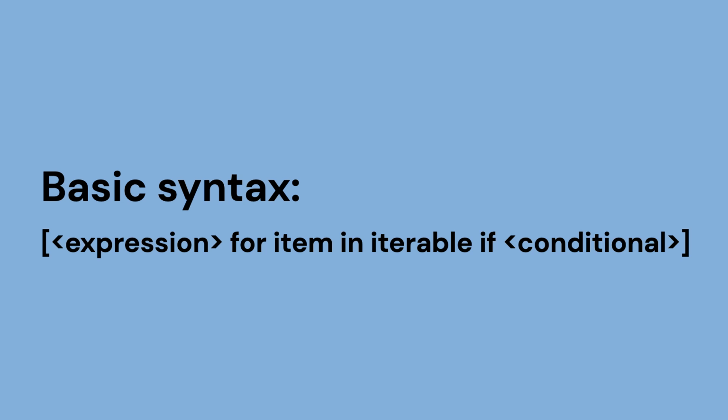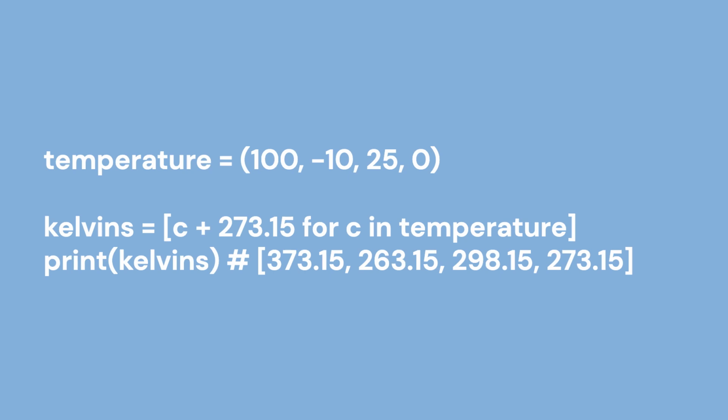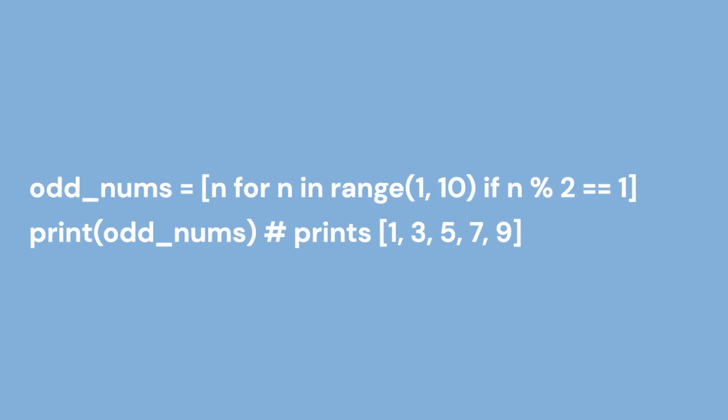Basic syntax is bracket, expression, for, item, in, iterable, if, conditional, bracket. Example, convert temperatures in Celsius to Kelvin. Another example, all odd numbers from 1 to 9. This is often more readable and shorter than writing a full for loop plus append. It's fast, clean, and makes you look like a wizard.